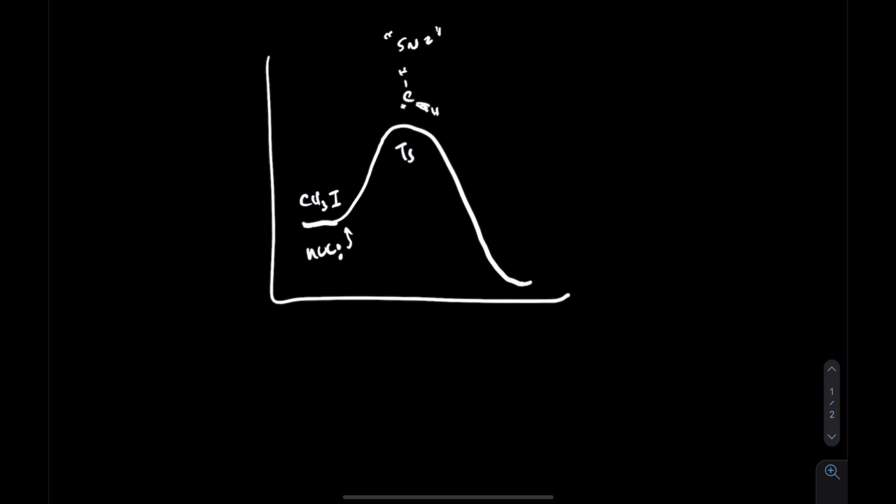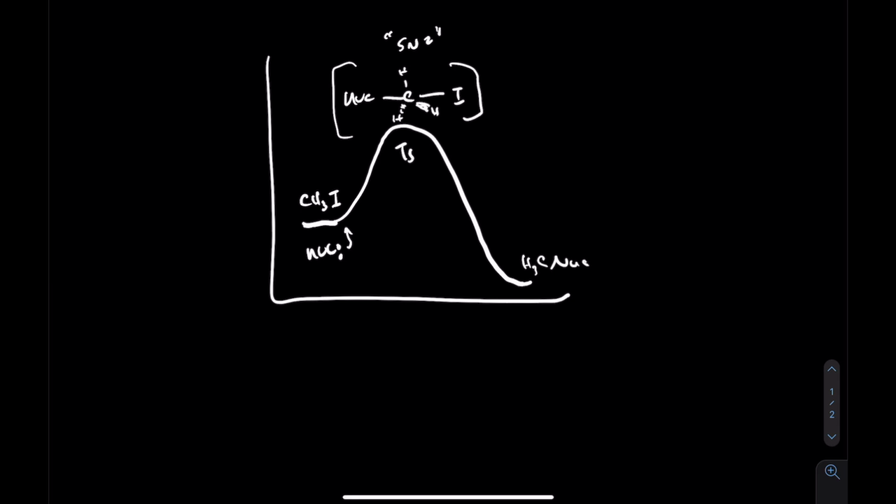And that carbon has, it's got 5 substituents coming off of it. A nucleophile is approaching, and an iodine is leaving, right? And the product is your CH3 nuke, okay?